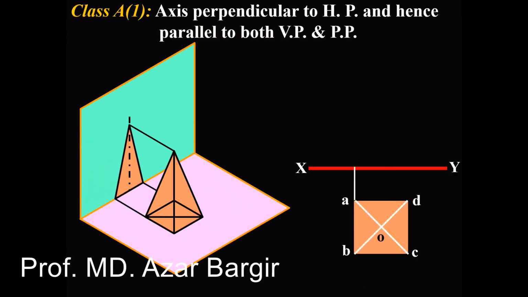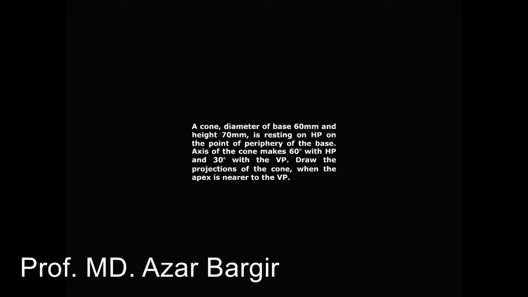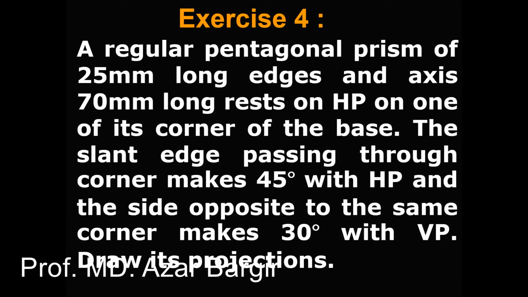It is on a prism, that is, a pentagonal prism. First we will see the statement for this pentagonal prism. So this is your second problem for sheet number 7. A regular pentagonal prism of 25 mm long edges and axis 70 mm long rests on HP on one of its corners of the base, and the slant edge passing through the corner makes 45 degrees with the HP, and the side opposite to the same corner makes 30 degrees with VP. Draw its projection. So first of all, we have to read the statement very carefully.